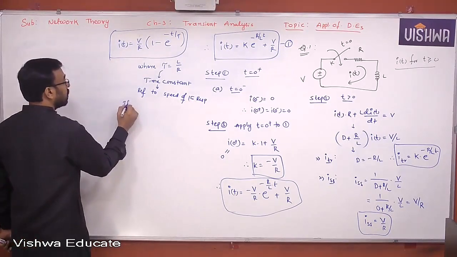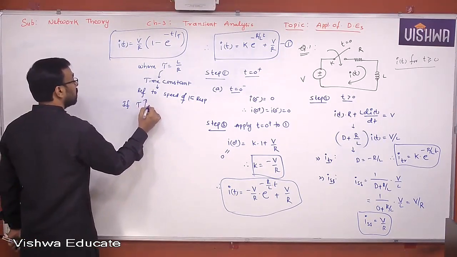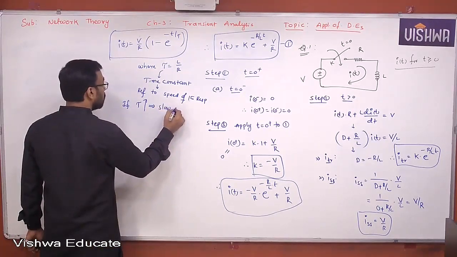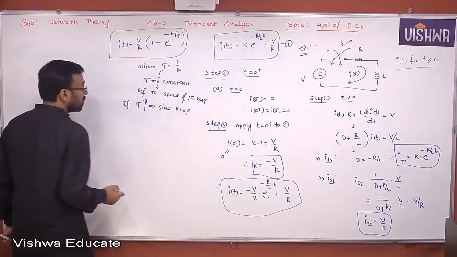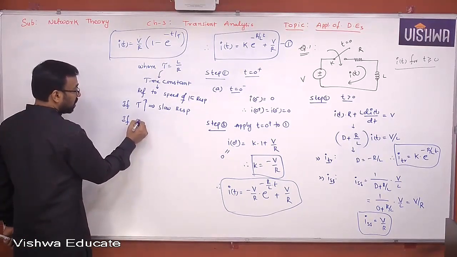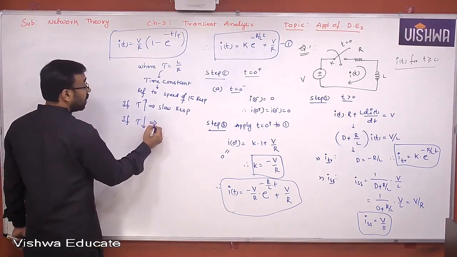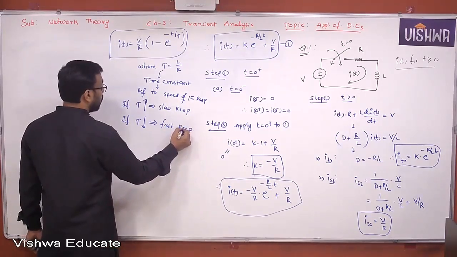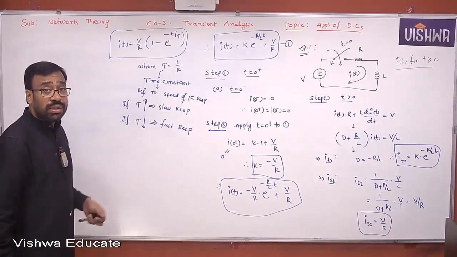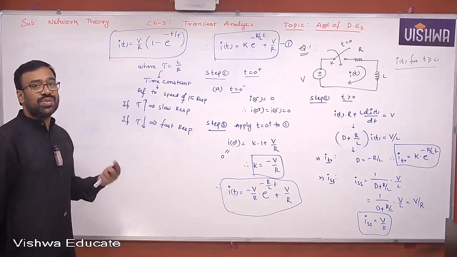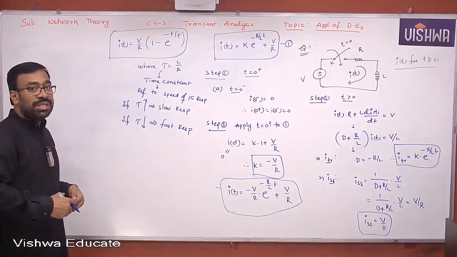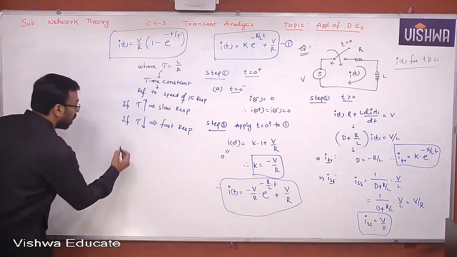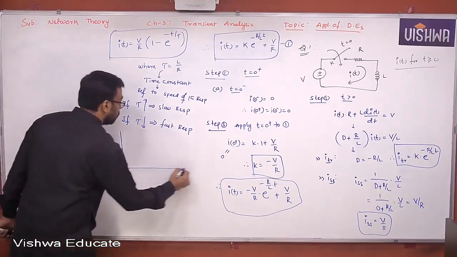If tau is larger, then you call it a sluggish response or slow response. If tau is smaller, then you call it a faster response. Understand all of you, okay? This is the significance of tau. So always you must maintain the tau as small as possible so that the response is faster to reach the steady state. Okay? So if you draw that waveform, it looks like this.